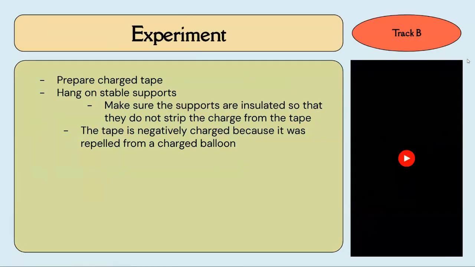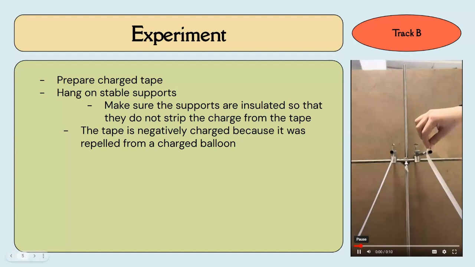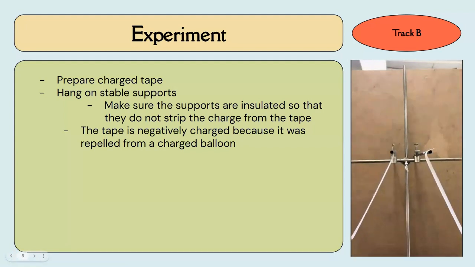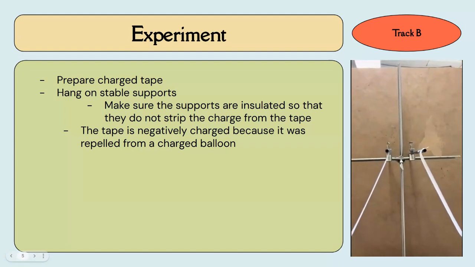For the experiment, prepare charged tape and hang them on stable supports. Make sure that the supports are insulated so that they do not strip the charge from the tape. Also, be careful that the tape does not touch your hand because it will lose its charge. It is attracted to your hand as it polarizes your sweat.